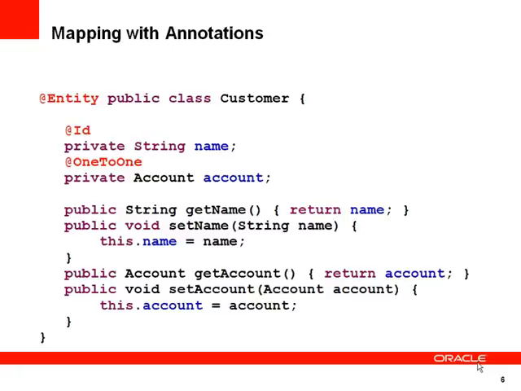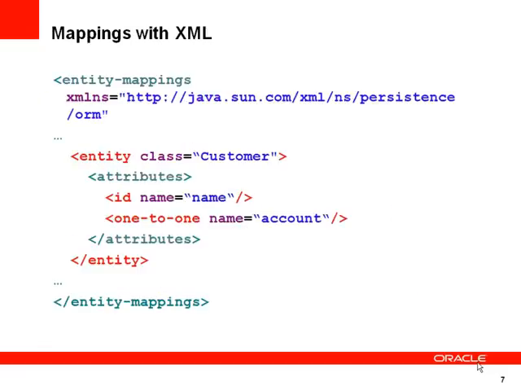Another alternative to mapping is to use XML. So for those of you who are not fans of annotations, there's a way to capture all that metadata in XML. And you'll see here that this document captures exactly the same information as we saw in the annotations. We identify a class called Customer, we have a list of its attributes that are being mapped, and we see that name is identified as the ID. So it's very similar to what you saw in annotations.